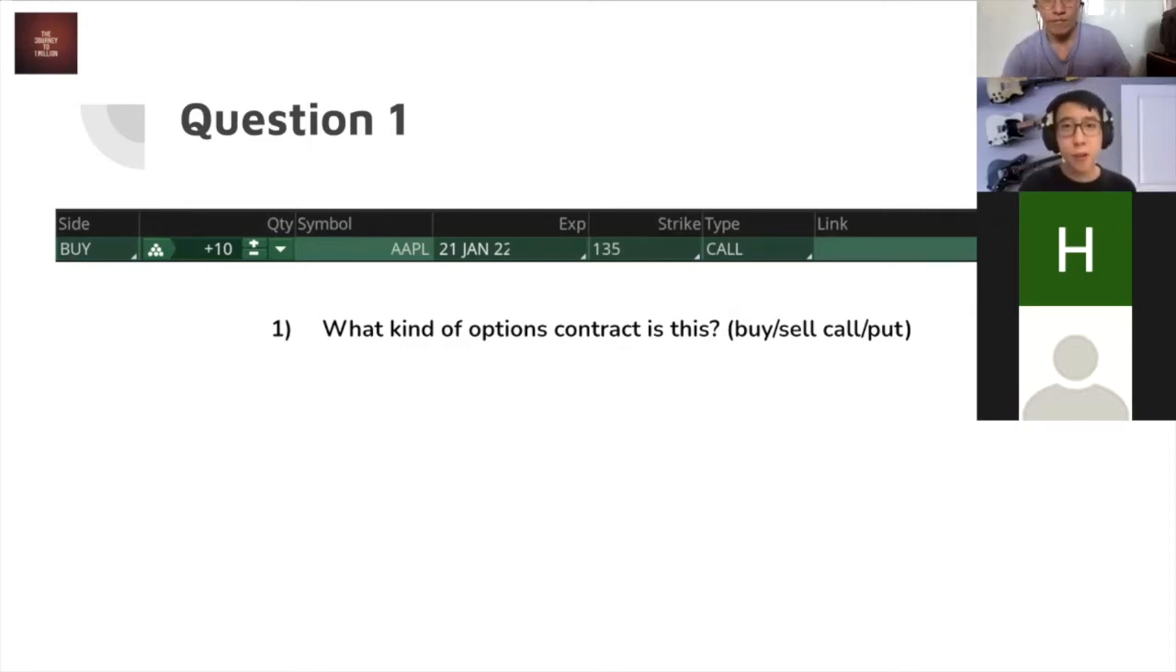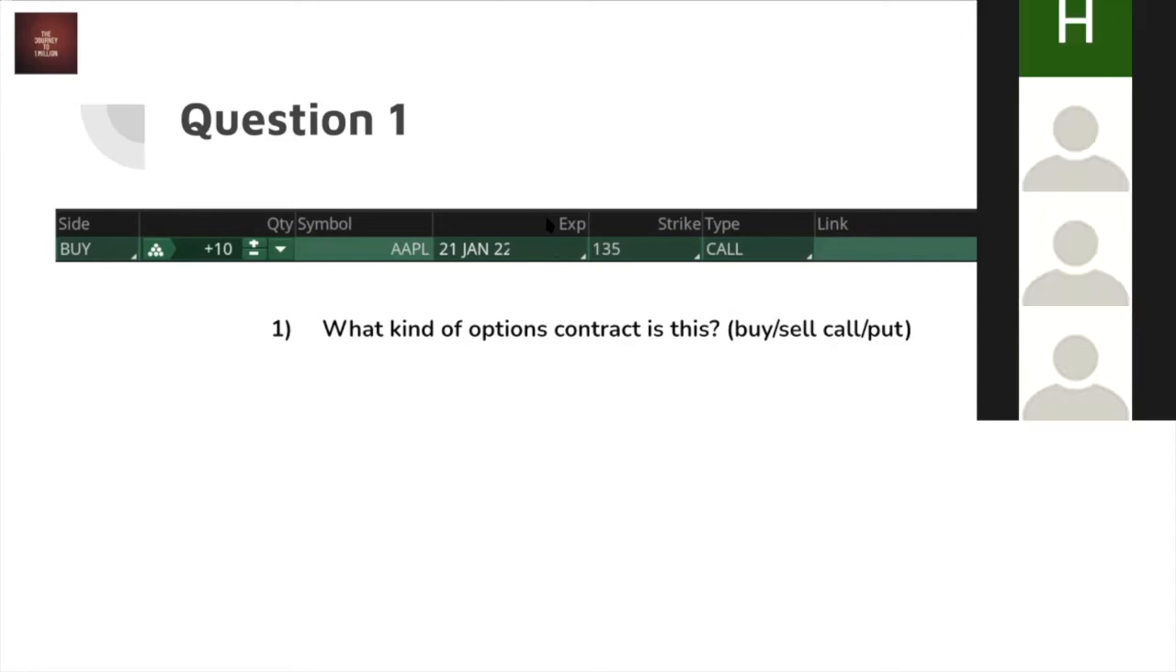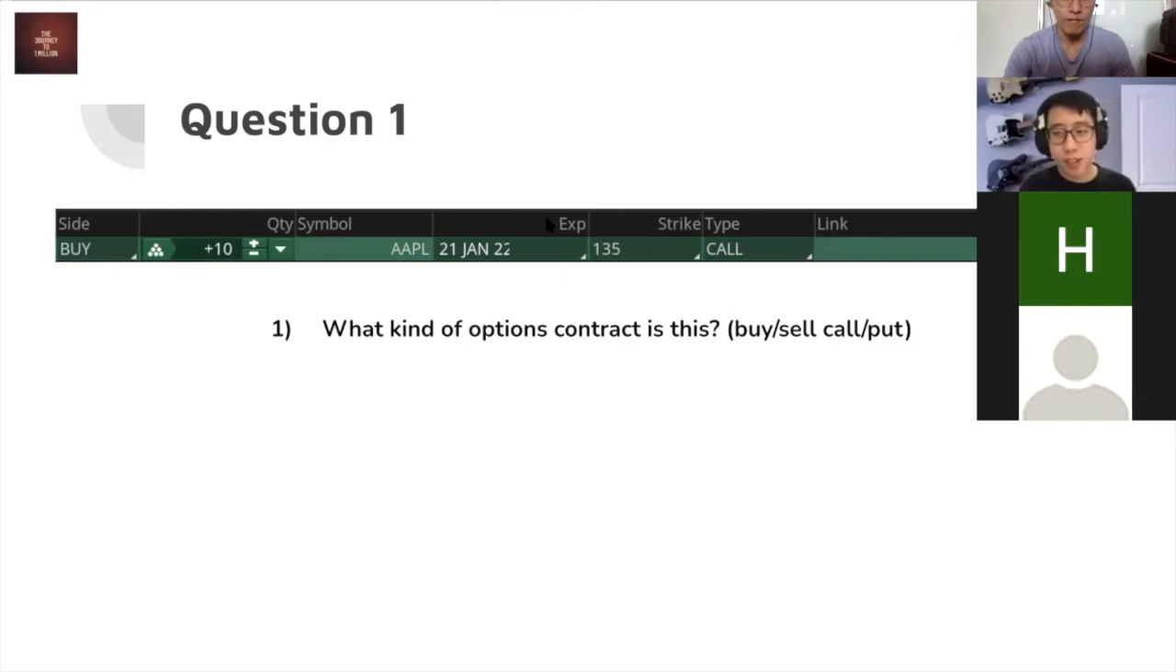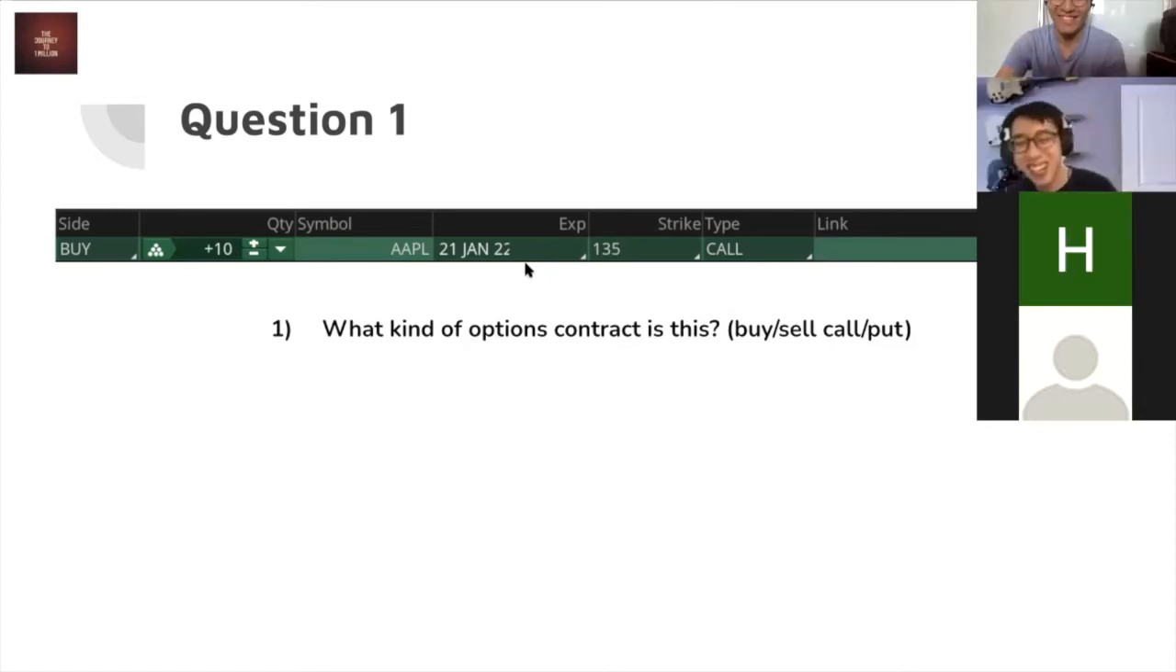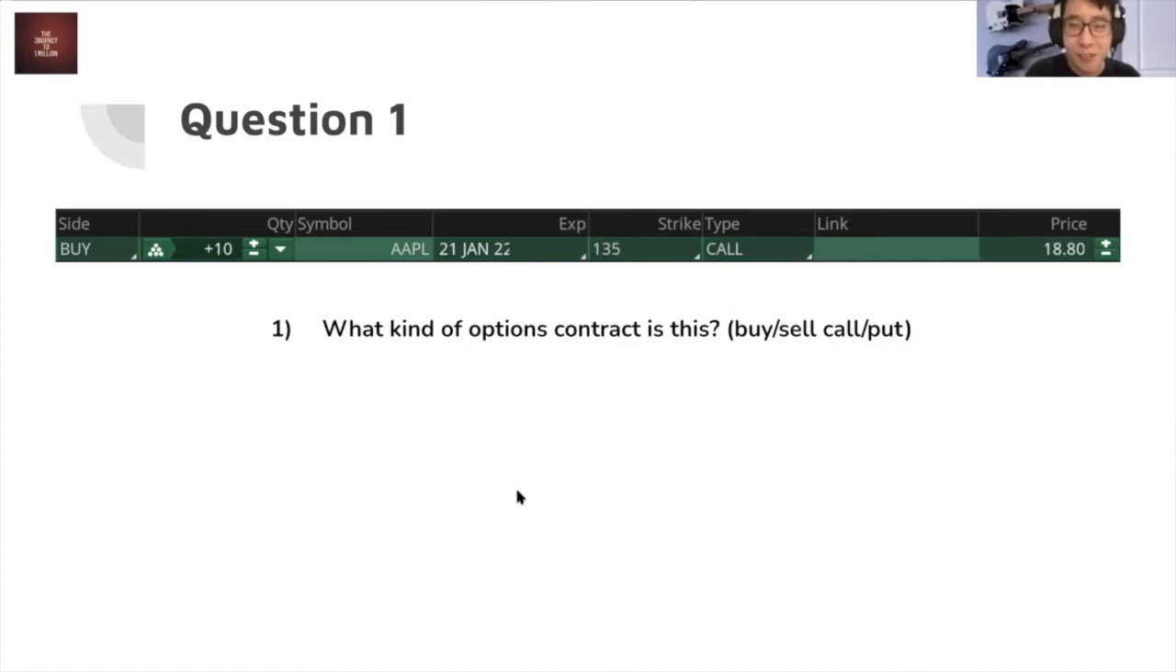Okay, buy call, buy call. I have 2 answers, but I have 5 people here. Okay, buy call. Yeah, so the answer is actually buy call. From here, you can see the first column is actually a buying of a contract, and the type is call. So you guys are correct, buy call.